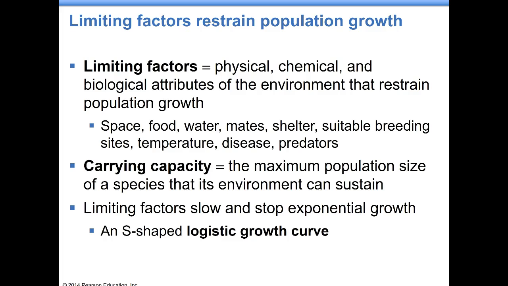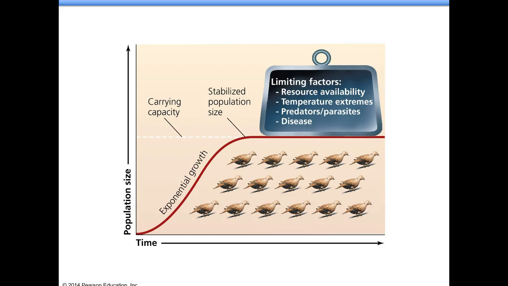A lot of times limiting factors come into play. There's not enough food, there's not enough water, there's not enough shelter, and that stops that exponential growth. So when we graph this, we get a logistic growth curve, and a logistic growth curve is an S-shaped curve that we're going to be seeing. So here we go. Here's the same idea with those pigeons.